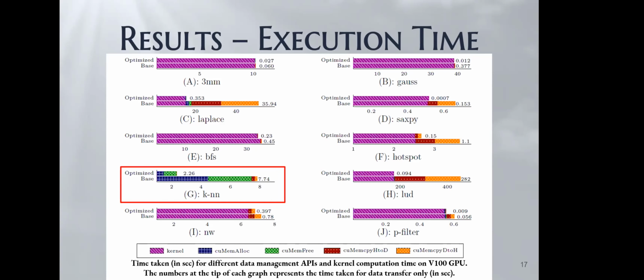In k-nearest neighbor, the difference between data transfer time and compute time is so huge that compute time is not even visible in this graph. And in not a single application did we see any loss of performance due to code introduced by our tool.